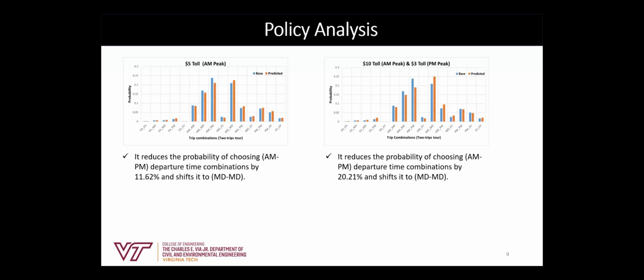Another one we tried is toll cost for AM peak period and PM peak period as well. So we tried $10 toll cost for AM peak period and $3 toll cost for PM peak period, and we found that it reduces the probability of selecting the peak periods AM peak and PM peak by around 20%, and shifts the departure time choice to midday. We also tested several other policy analyses for the three-trip tour as well, and we found similar results.